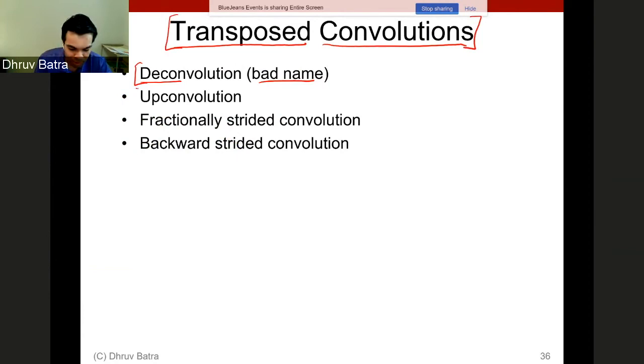You will also sometimes, with less frequency, hear terms like upconvolution, because it's a convolution-like operation whose goal is to do upsampling. You will hear terms like fractionally strided convolution, which will be clear once you know the operation. And backward strided convolution is also something that you'll hear very rarely. But just be aware that when you hear terms like these, what we are actually talking about are transposed convolutions. Let's use that term. That is the formal term. Please do not annoy your signal processing colleagues by calling this deconvolution. Okay, so let's learn about transposed convolutions.